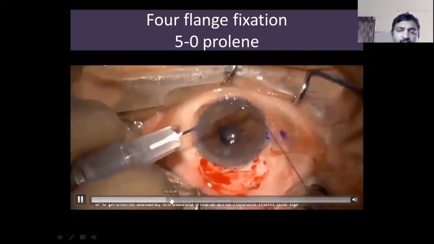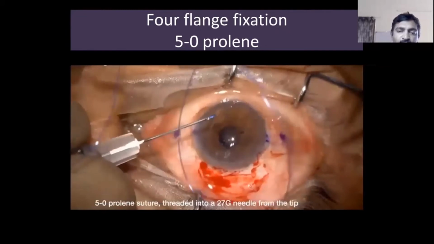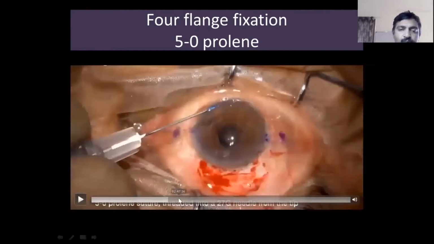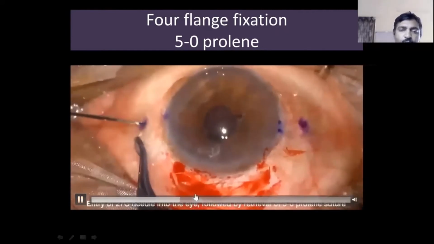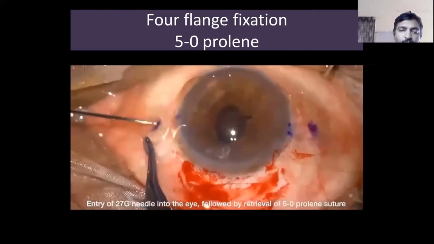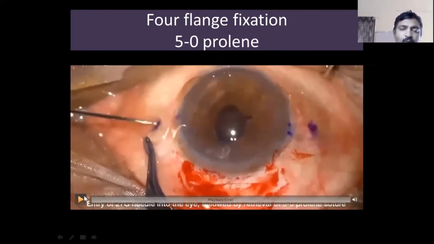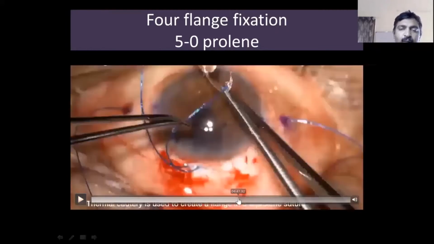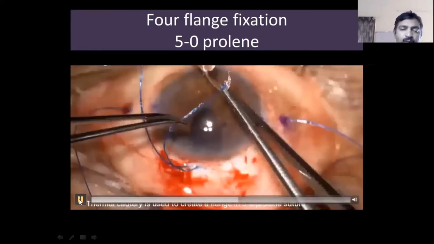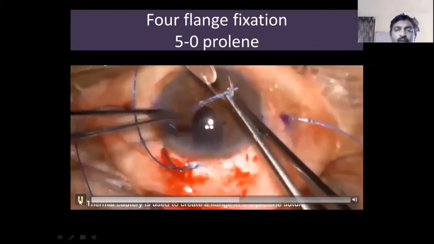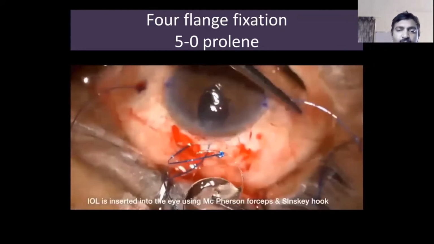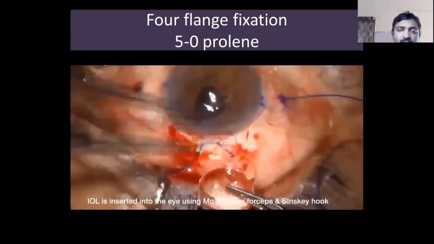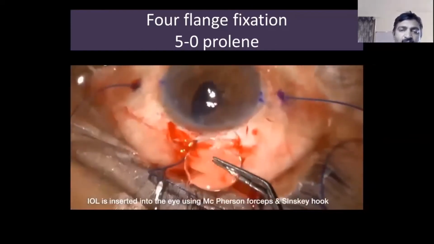I'll show you the technique of how the prolene is threaded onto the 27 gauge needle. Once you have done that, then pass it through 2.5 mm behind the limbus and get it into the pupillary area. Once you get it into the pupillary area, you need to pull that suture and tie it, then burn the tip of the prolene suture so that it forms a bulbous end and it causes a flange, and pull the prolene sutures on either side, and it can be placed easily behind the iris.